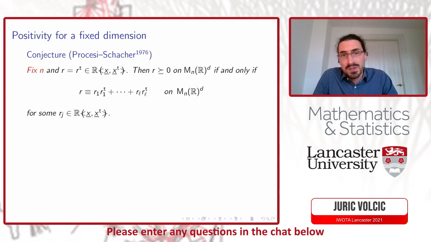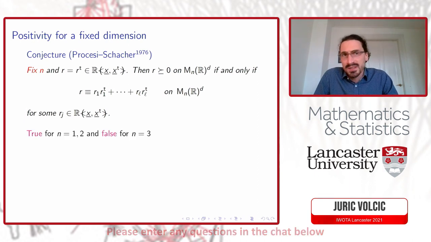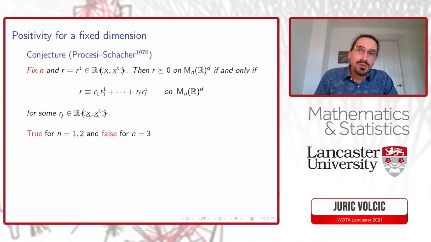So this sounds pretty reasonable, right? Because if n is equal to 1, if I just deal with scalars here, then this is just Hilbert's 17th problem, right? So yes, this conjecture is true for n equal 1, because that's Artin's solution of Hilbert's 17th problem. It's also true for n equals 2. However, it's false for n equals 3.